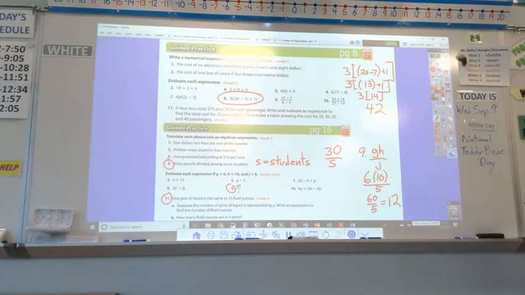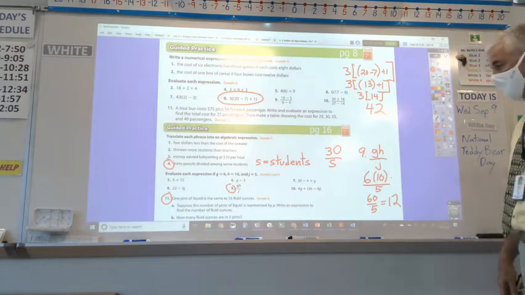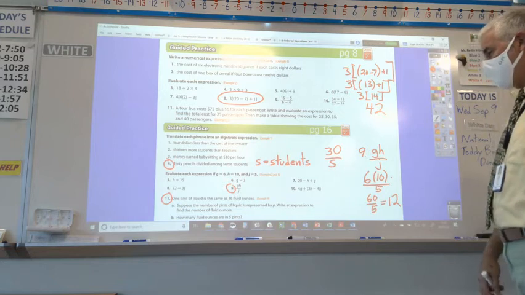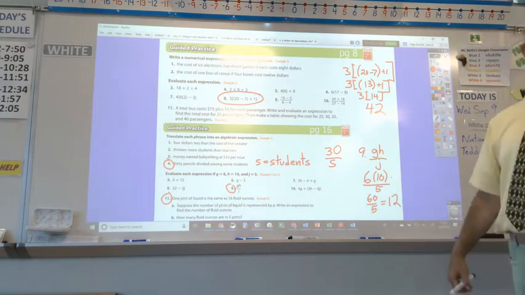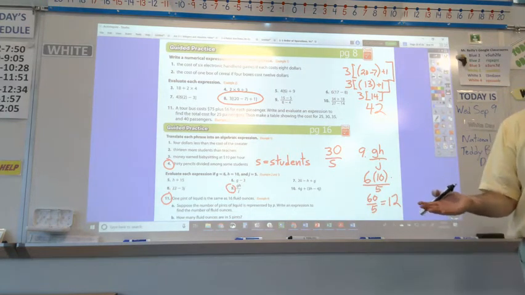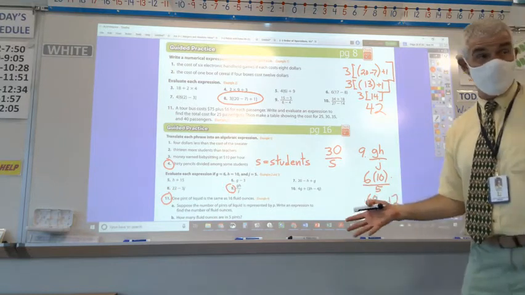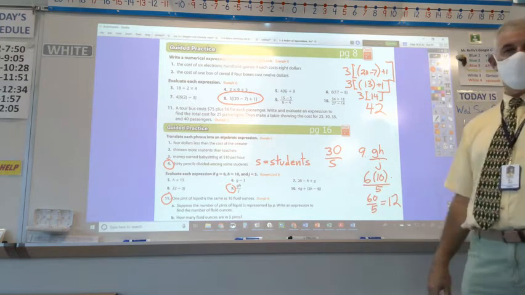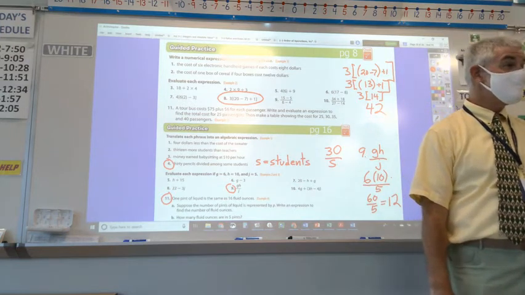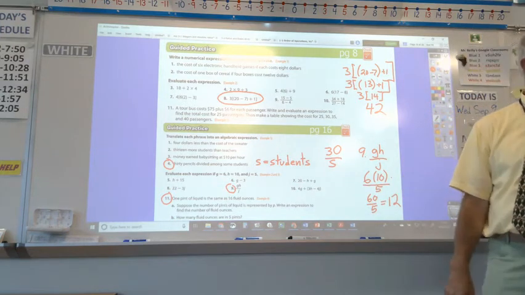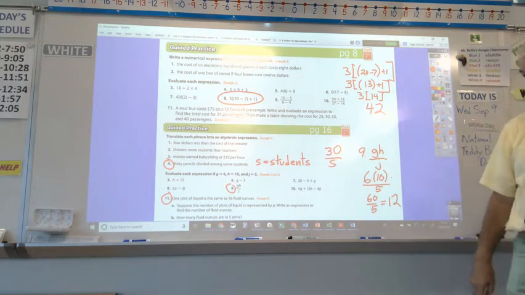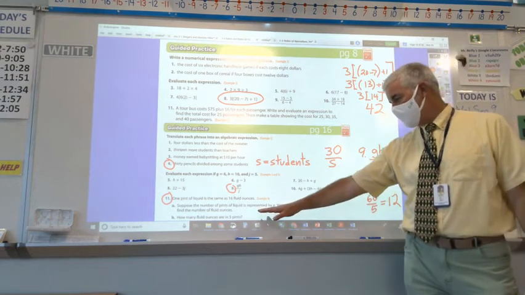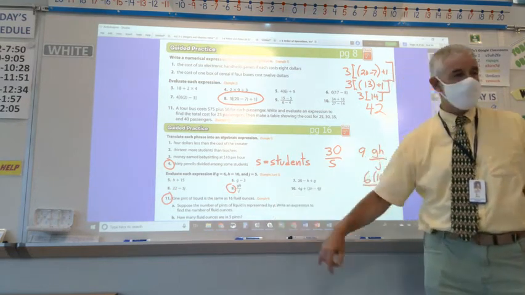Pint a pound the world around, 16 ounces in a pound. That's a number that lots of people don't know. Suppose the number of pints is represented by P, so they define the variable for you. You don't have to do it because they already told you what letter to use. Write an expression. Okay, so the expression is, Aubrey, 1 pint is 16 fluid ounces. Write an expression for the number of fluid ounces if you have P pints.